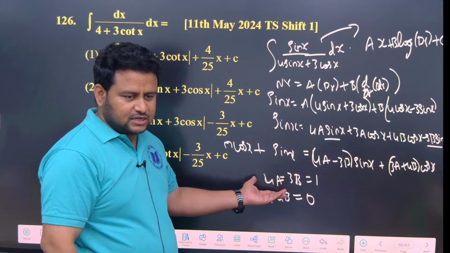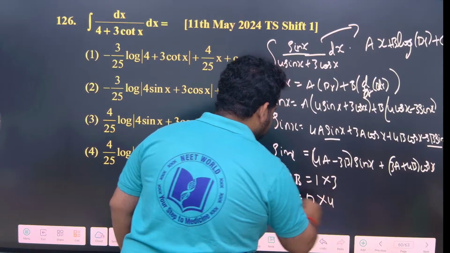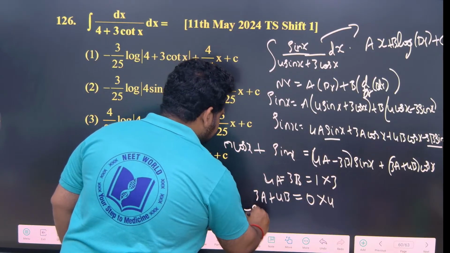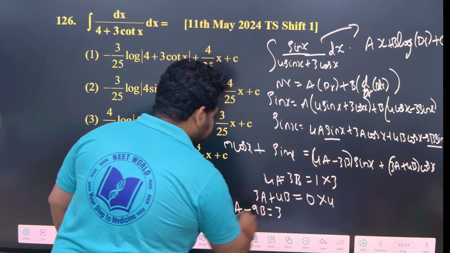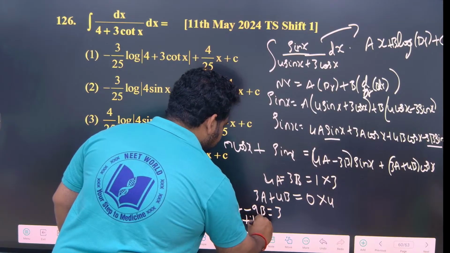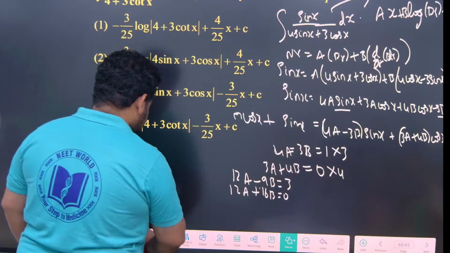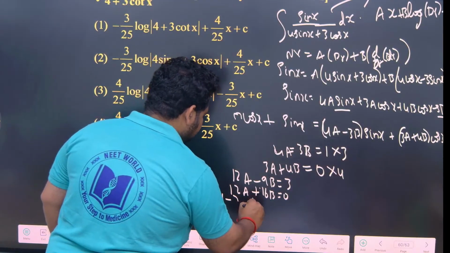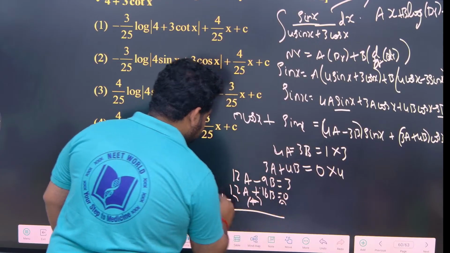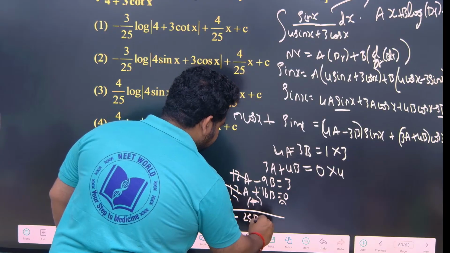Here let us use the elimination technique. This will be into 3, and this will be into 4. So what I will get here: 3 4s are 12a minus 9b is equal to 3. And 4 3s are 12a plus 16b is equal to 0. Now we will subtract. 12a cancels, and we get 25b, minus 25b is equal to 3.